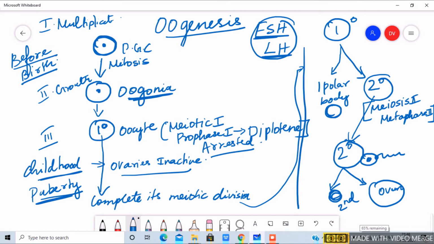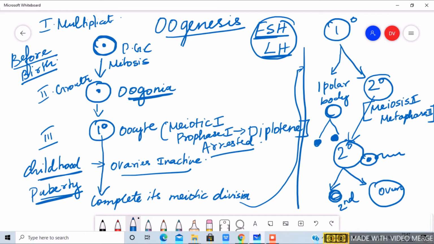If you ask me what happens to this polar body, I already told you it will disintegrate. If it is not disintegrating and still staying, it will also undergo meiosis 2 and form two other polar bodies. But what happens to them? They will also disintegrate, right? Polar bodies are non-functional, so they will disintegrate as such. Understanding my point?